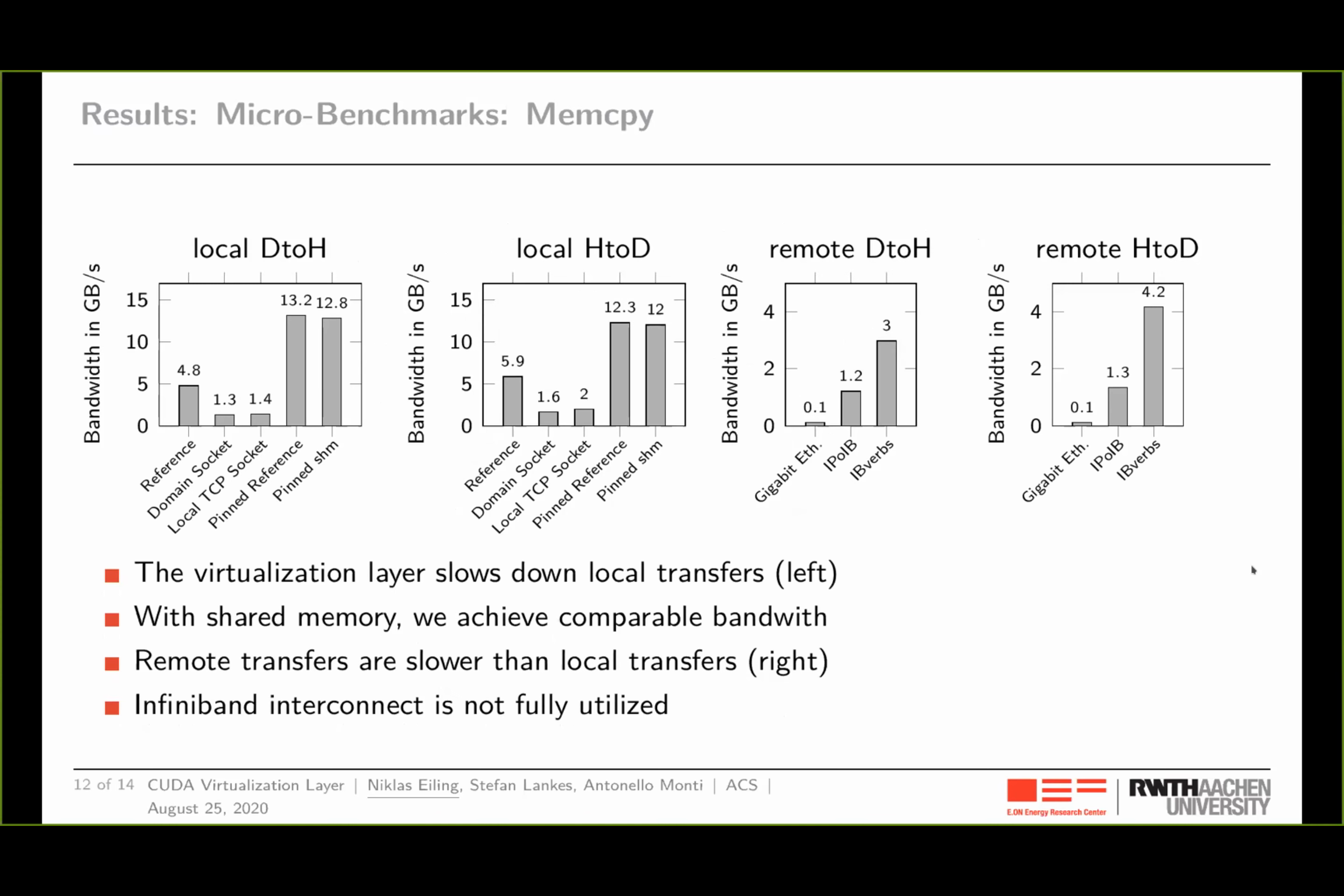The second source for overhead is reduced memory bandwidth when copying data from host memory to device memory. On the left side, we show the local data transfers where a GPU is used that is installed in the same system as where the CUDA application is launched. On the very left, we measure the reference bandwidth without virtualization layer. And if we compare that to the cases where we use a domain or TCP socket to transfer the memory over, we can see that the bandwidth is reduced quite a bit.